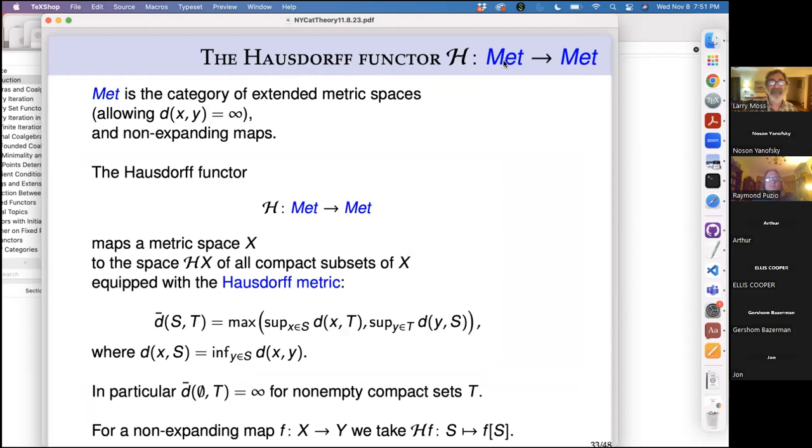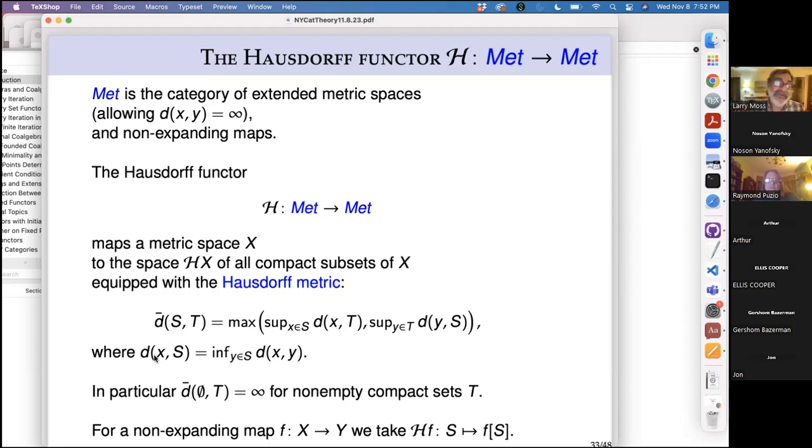So how about metric spaces? In metric spaces, the version of power set is what's called the Hausdorff functor. The Hausdorff functor takes a space X to the set of all of its compact subsets, and this is the metric on compact subsets. It's called the max-min. So this is how you measure the distance between two sets.